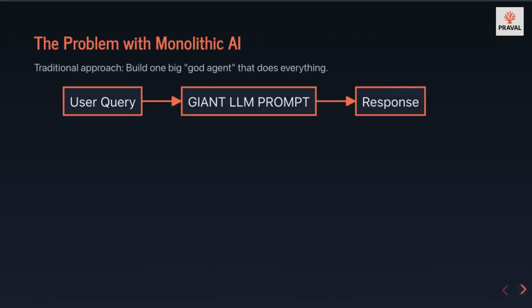All right, let's start with the problem. The traditional approach to building AI applications is what I call the God-agent pattern. You take a user query, feed it into one giant LLM prompt that tries to do everything, and hope for the best. Now, this works fine for simple use cases. But as your application grows, things start to fall apart.